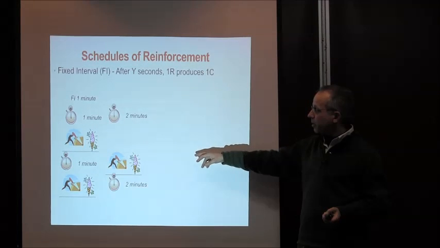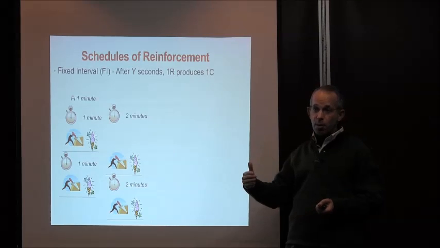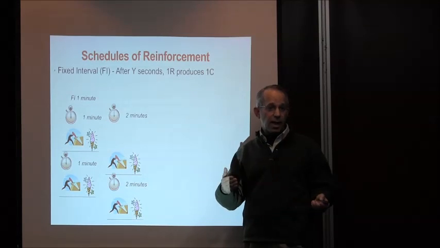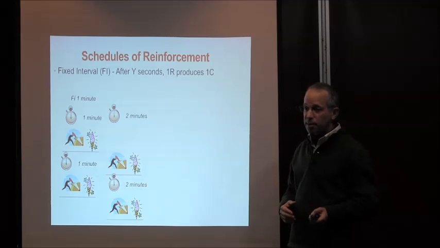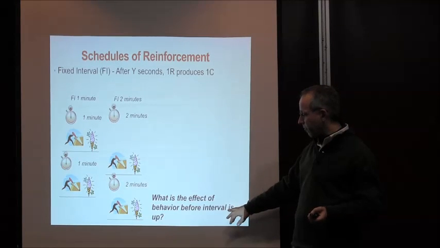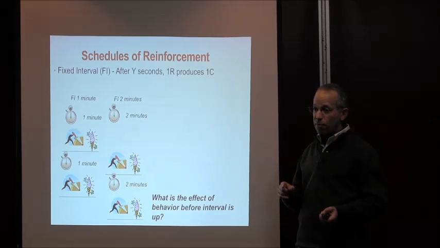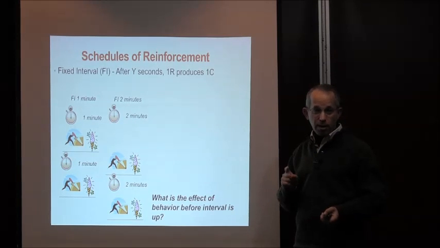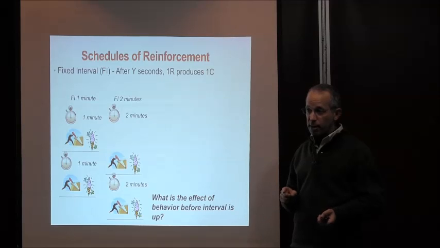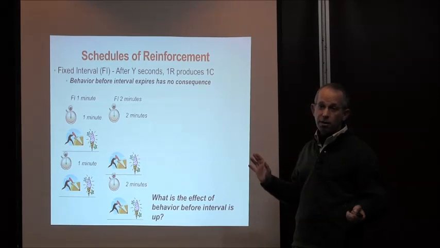Fixed interval 1 minute, here fixed interval 2 minutes, you have to wait 2 minutes, and then you have to respond. You still have to make a response, but there has to be a delay before that response becomes applicable. So what's the effective behavior before the interval is up? Remember, in a fixed ratio or variable ratio, the more you respond, the more you're going to get rewarded. Here, it doesn't matter. Before the interval expires, it has no consequence.